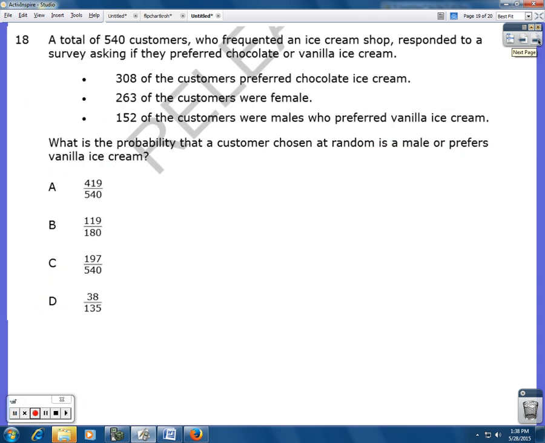All right, finally, number 18. A total of 540 customers who frequented an ice cream shop responded to a survey asking if they preferred chocolate or vanilla ice cream. 308 of the customers preferred chocolate ice cream. Okay, so let's stop there. If 308 preferred chocolate, that means I can take the total number, 540, subtract the amount that liked chocolate, and that will give me the number of people that liked vanilla.